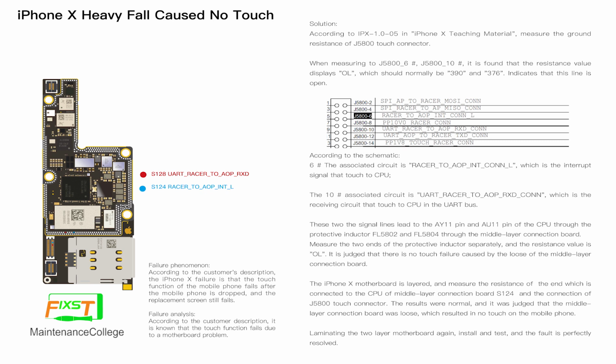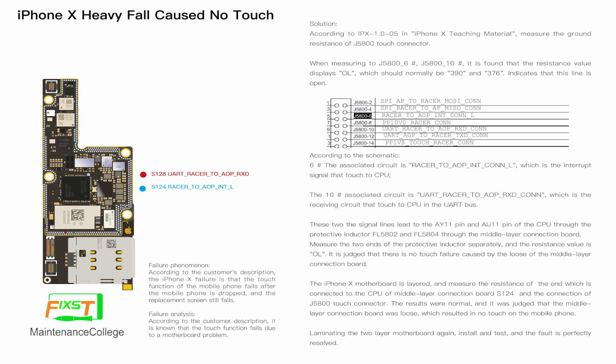The touch connector in the iPhone X is the J5800 touch connector. After we test all the pins in this connector, we find out pin number 6 and pin number 10, the resistance shown is OL. It means that this line is an open line, because normally these two pins have resistances of 390 and 376. So it showed me OL, it means that this line is an open line.